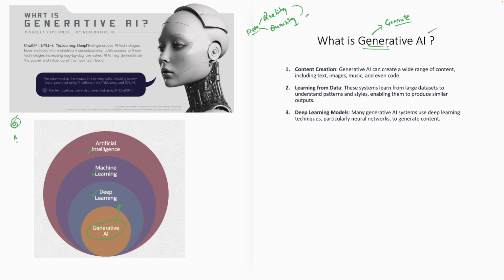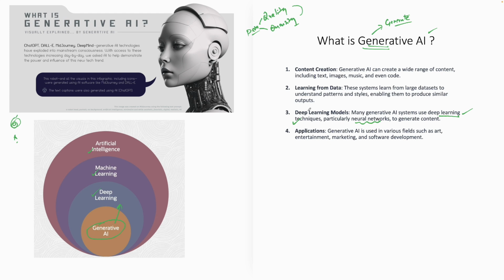It's pretty self-explanatory. As I told you, the backbone of generative AI is deep learning. Many generative AI systems use deep learning techniques, particularly neural networks. So the back end of a generative AI system, or if we talk about ChatGPT today, would be neural networks, which help you generate or create the content.